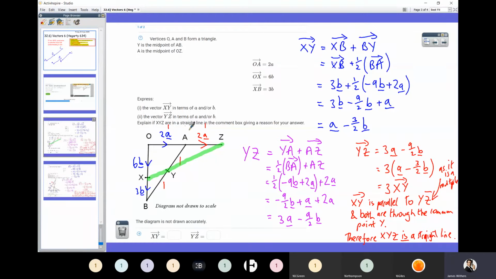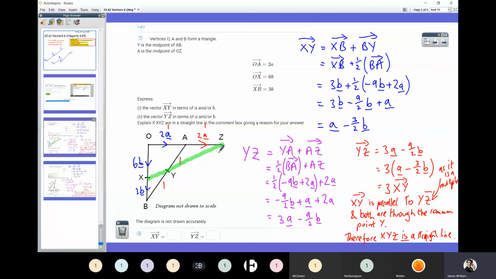In a GCSE, you wouldn't get this bit asking you to work out the vector XY, work out the vector YZ. You would have to know that that is what you need to do as the first part of showing that they are on a straight line. Our goal is to show that the bit in green, X, Y, Z, is a straight line.